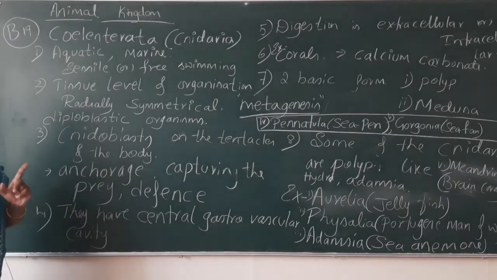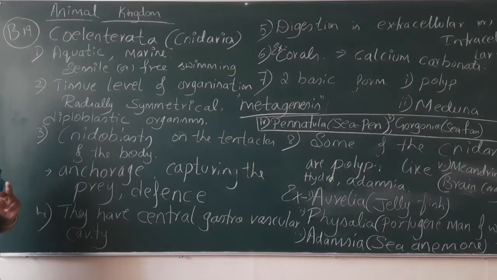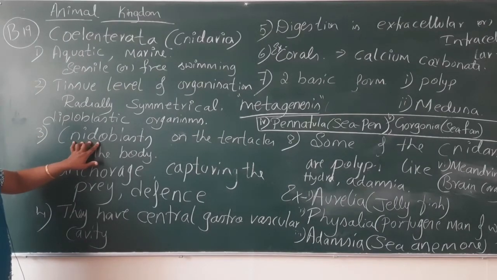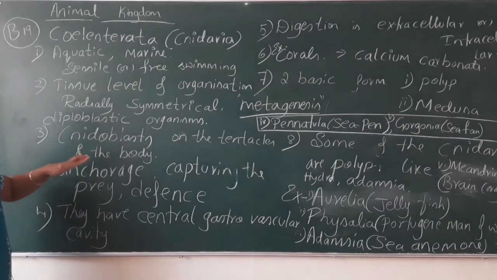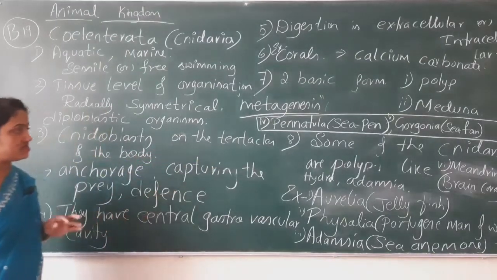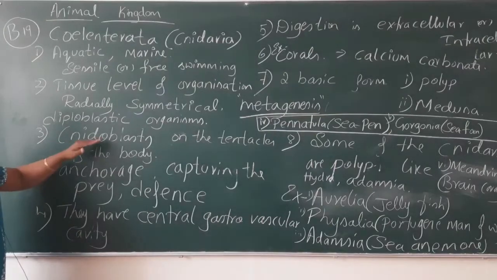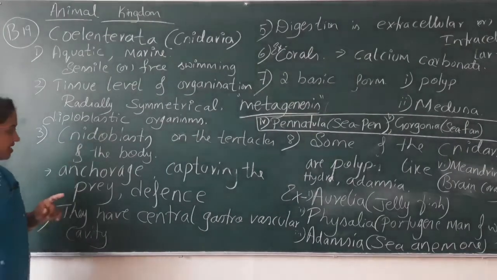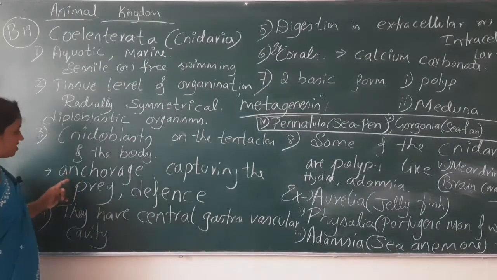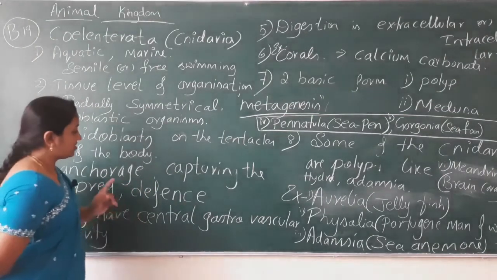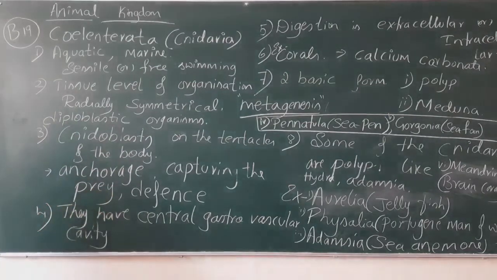One is outer ectoderm, number two is inner endoderm, and they have a special feature, a special organ known as Nidoblasts, which is present on the tentacles, present on the body. On the body tentacles they have Nidoblasts. Those Nidoblasts are meant for anchoring, capturing the prey and for the defense.